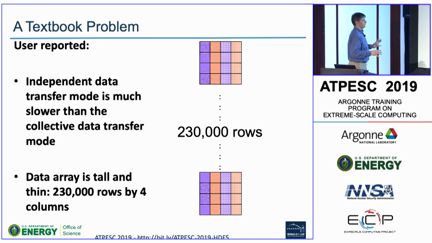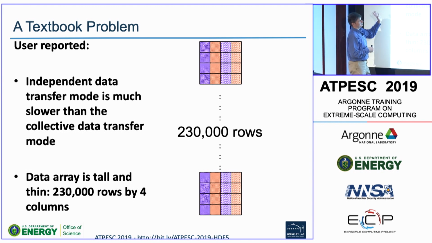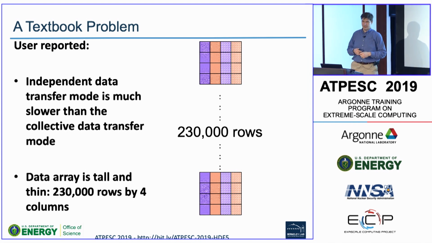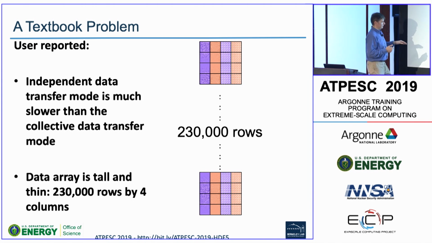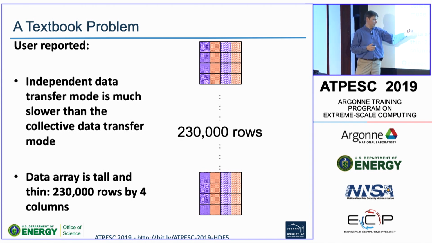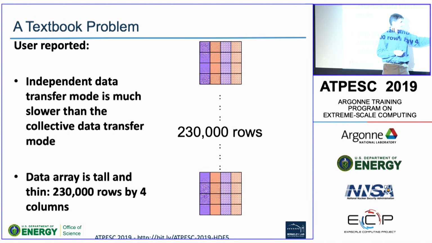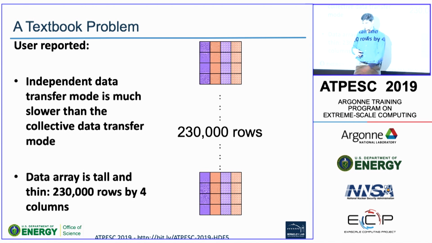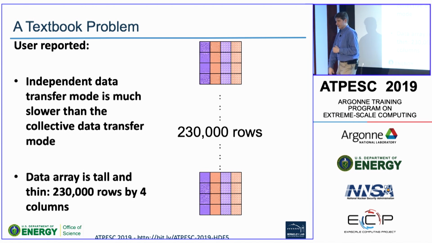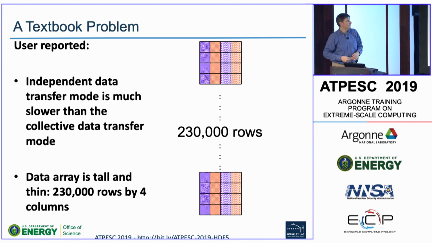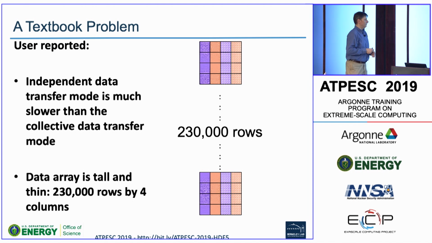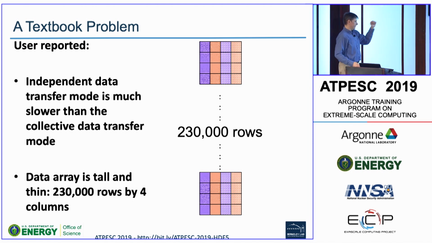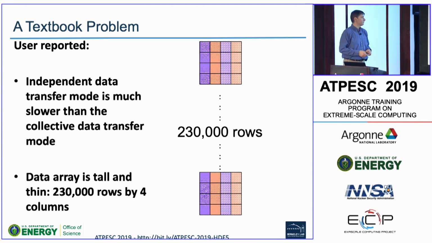So, a textbook problem. It's kind of old in the sense that it's not very big, but the problem is identical on today's bigger systems. The user had a very, very tall, thin array. It was probably X, Y, Z, temp kind of thing going on, and they were just outputting a mesh and temperature for each grid location. 230,000 mesh nodes, maybe, mesh points.